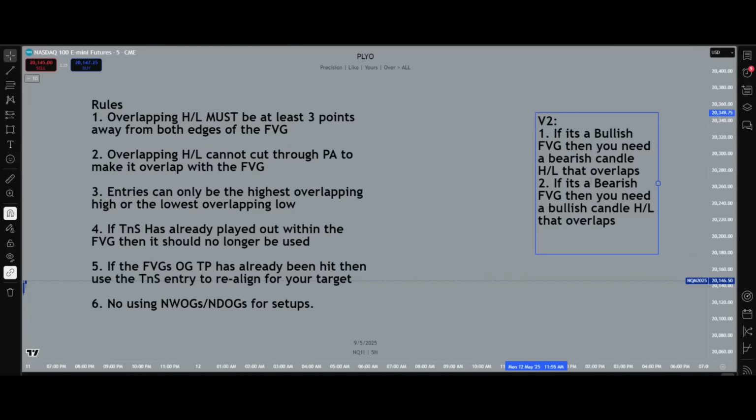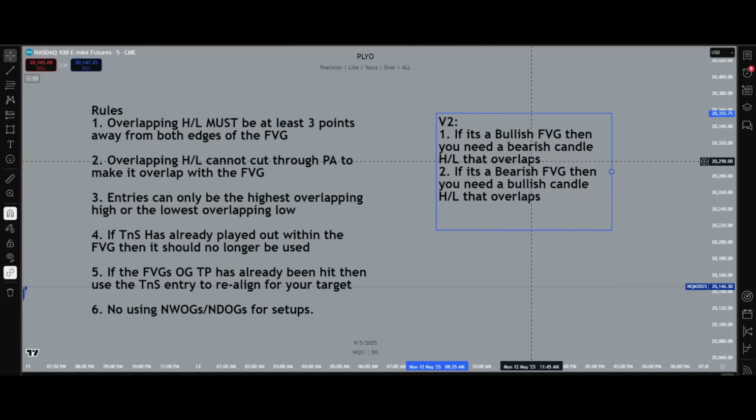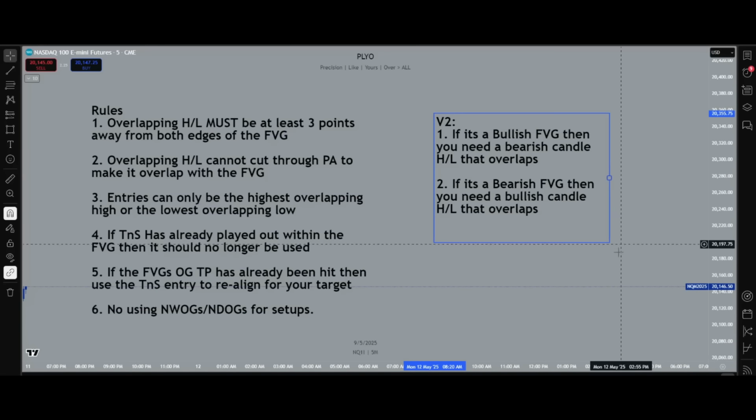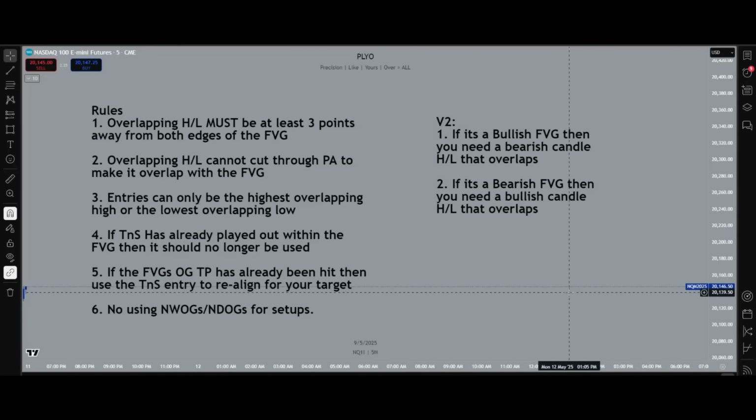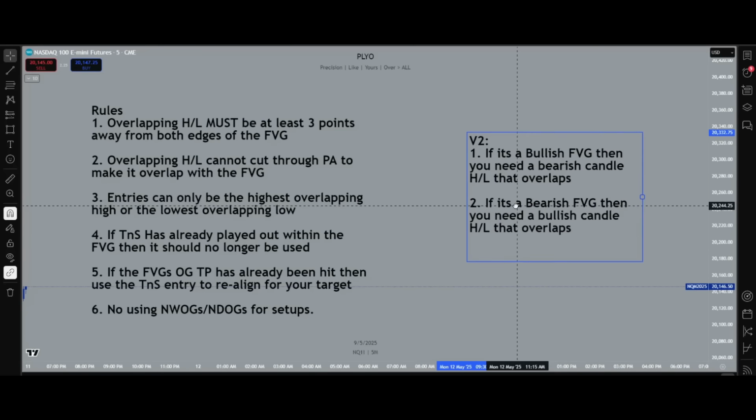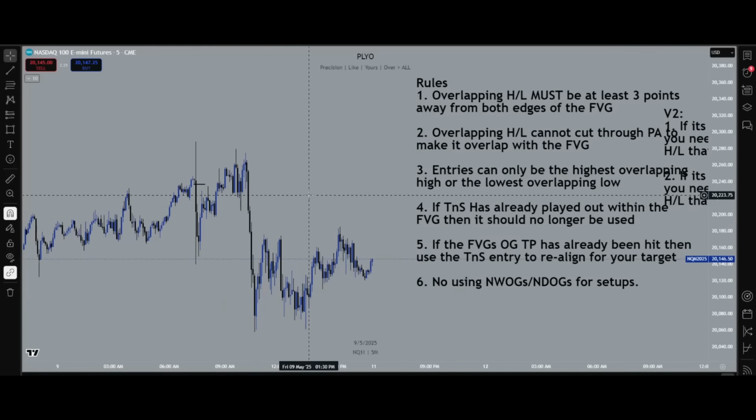So for version 2, all you're looking for is this. If it's a bullish FVG, then you're only looking for the bearish candle's high or low that overlaps with that FVG. If it's a bearish FVG, then you need a bullish candle high or low that overlaps with that FVG, all while still incorporating all of these rules here. So all the same rules, except now we're only looking for a bullish candle to overlap with the bearish FVG, and we're looking for a bearish candle for a bullish FVG. But let's look at an example of that.